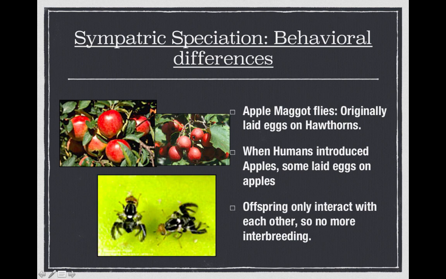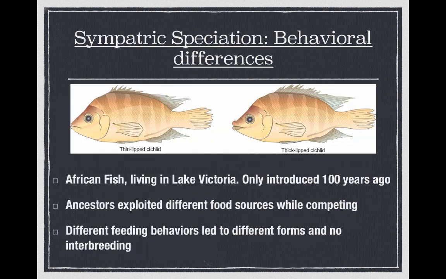One species lays theirs on the hawthorn still, and one lays it on the apples. So again, they're in the same place really, but they just have slightly different behaviors, and that's led to no more interbreeding between the two groups.